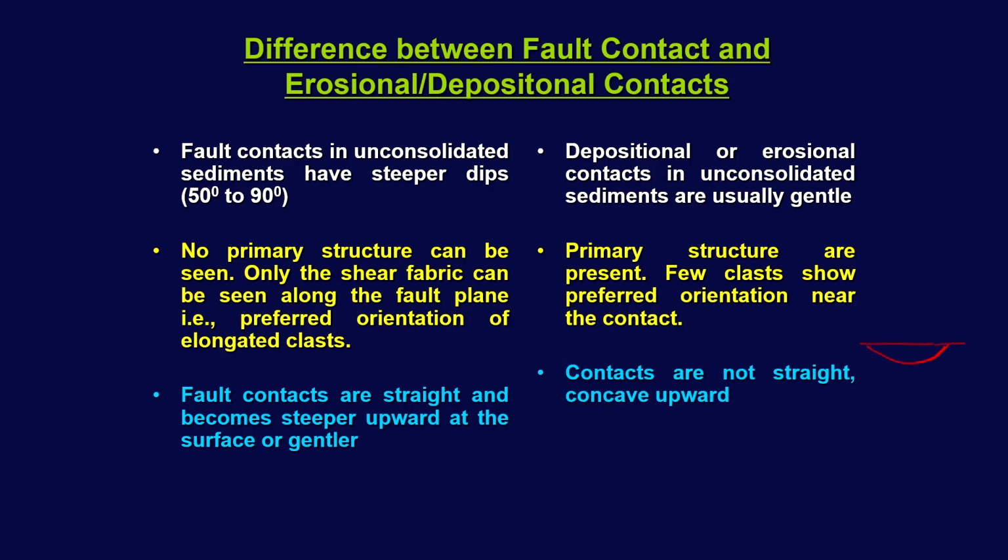Primary structures are present. So, depositional structures will be there, erosional structures will be there, and here we are talking about the sedimentary structures. Few clasts show preferred orientation, whereas in faulting, at fault contacts you will see a very preferred orientation of elongated clasts. Contacts are not straight, concave upward.